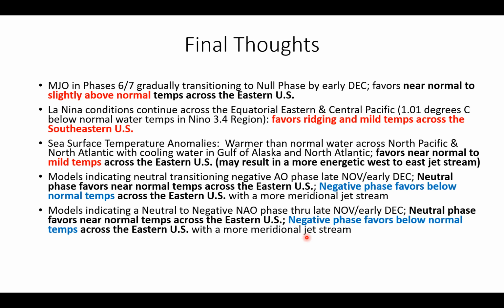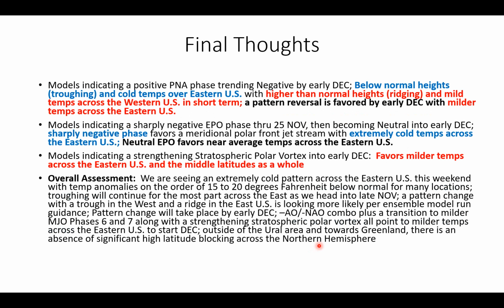Now the neutral phase of the NAO, near normal temps across the eastern U.S., similar to AO. The negative phase of NAO favors below normal temps across the eastern U.S. And you usually get more of a blocking pattern up into the North Atlantic with a negative NAO, a more meridional jet stream. And then finally, the last slide in tonight's presentation, the models are indicating a positive PNA phase trending negative by early December.